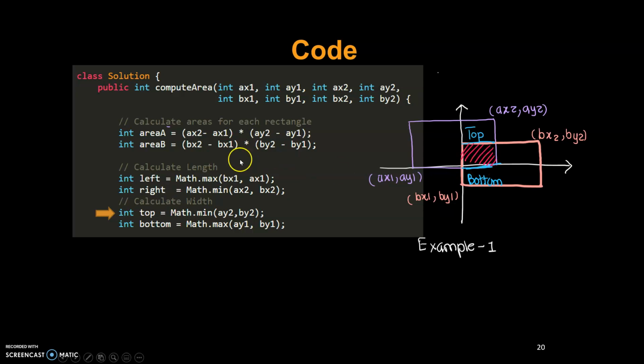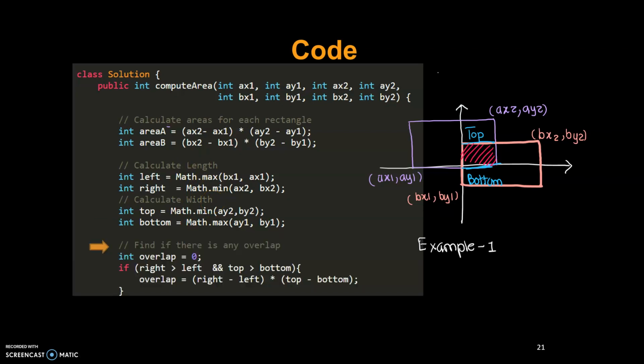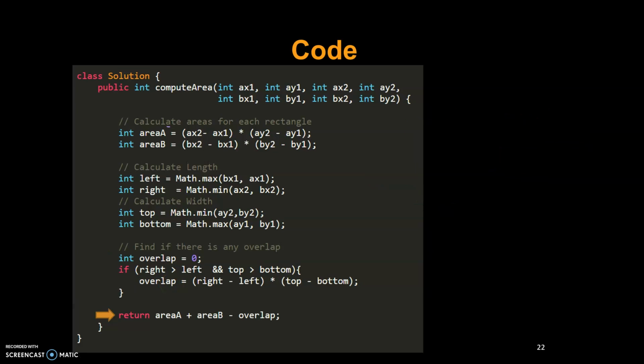Now that we have calculated length and width, the next step is quite easy. First we initialize the overlap area as 0, and these two conditions must be satisfied: right has to be greater than left, and top has to be greater than bottom. Then we calculate the overlap area. After that, we can simply return area A plus area B, and from here we subtract the overlap. That way we get the correct area.